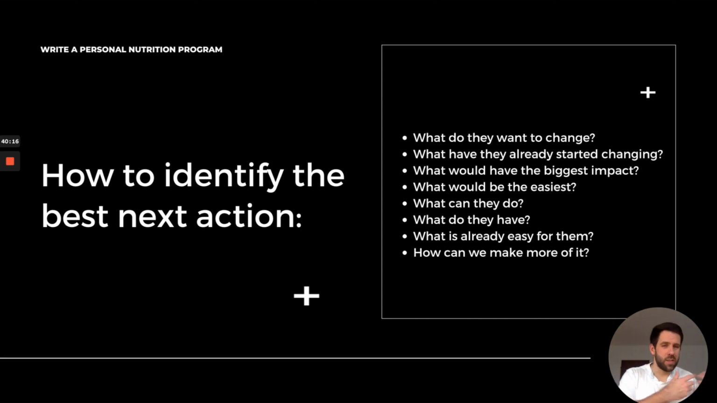Then also, what has the biggest impact and what would be the easiest to solve? That comes back to eating a muffin every morning and changing that with overnight oats. Then we also have to consider, what can they do? What do they have? Prepping meals for the whole day is a good idea, but if they have no containers, that's difficult. Maybe they're not even able to cook yet. So these are the things we have to consider when we identify the next step.